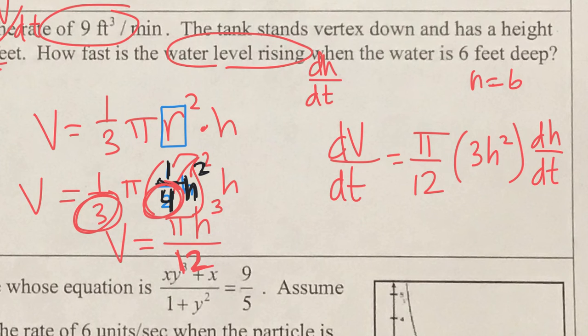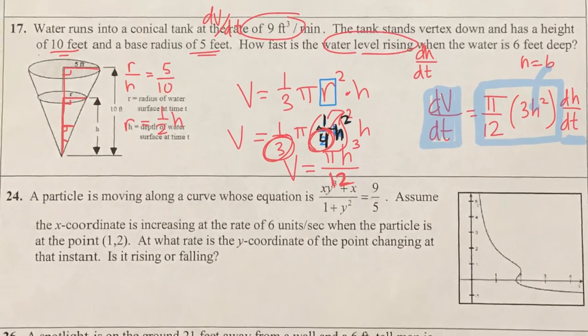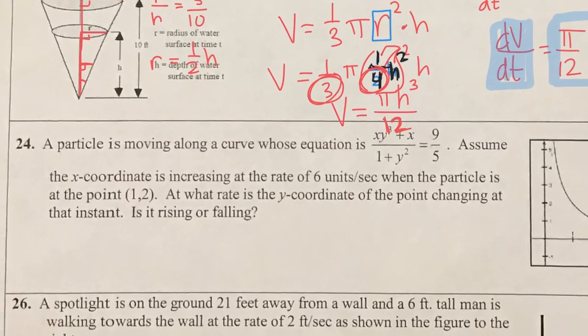So I believe in my problem I know what the volume is, right? The volume is 9. I know that the height is 6. So I can divide my volume by all this stuff, and that will tell me what the change in height is. The change in height. So that's how we do all these cone problems. We replace one variable with the other, implicitly derive, and then plug in the information we know.